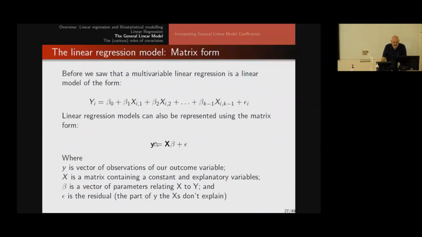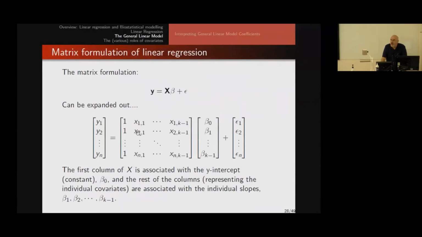Here's the definition of the individual terms, but what am I talking about? I'm talking about that. There's my y variable. Each column here represents my x variable. I've got a column also for my beta 0. And this vector of parameters relates my x to my y, and then I'm left with some residual. So the reason I'm talking about this form is it's a much more convenient form to talk about extensions to linear regression.